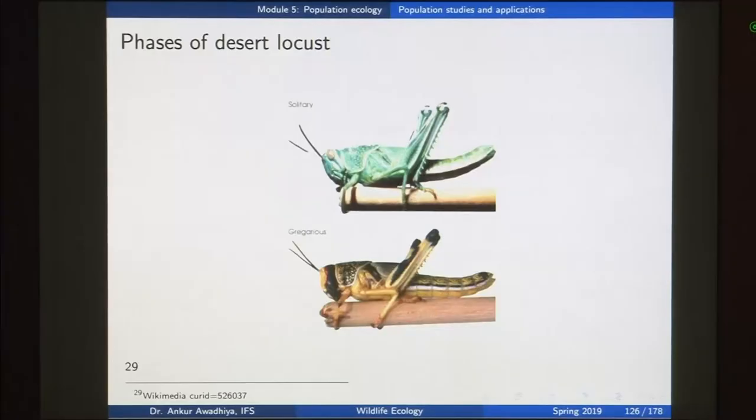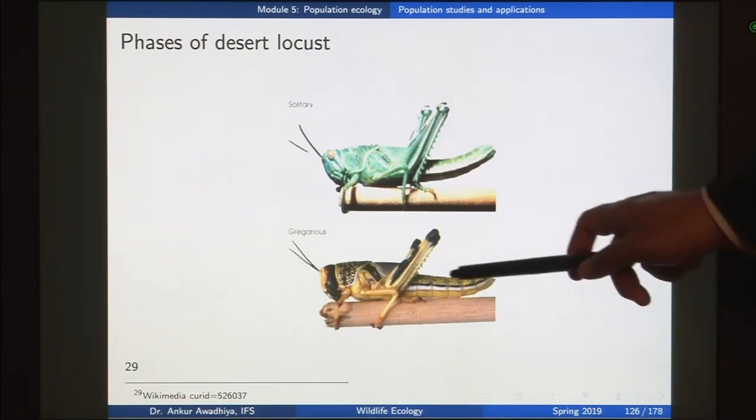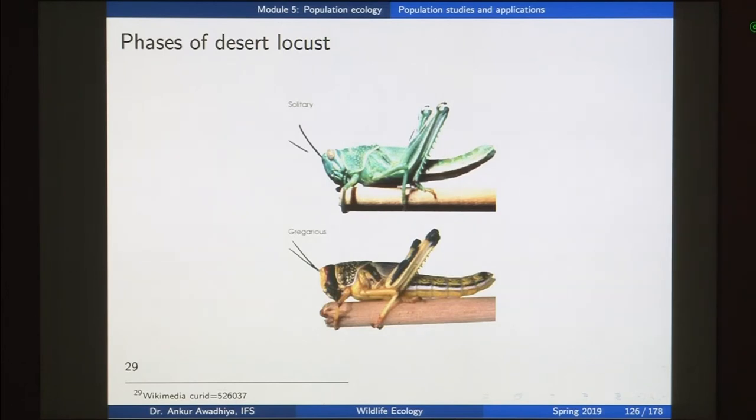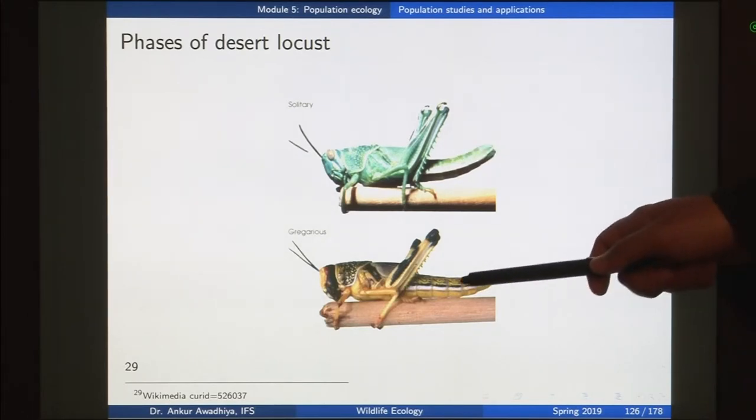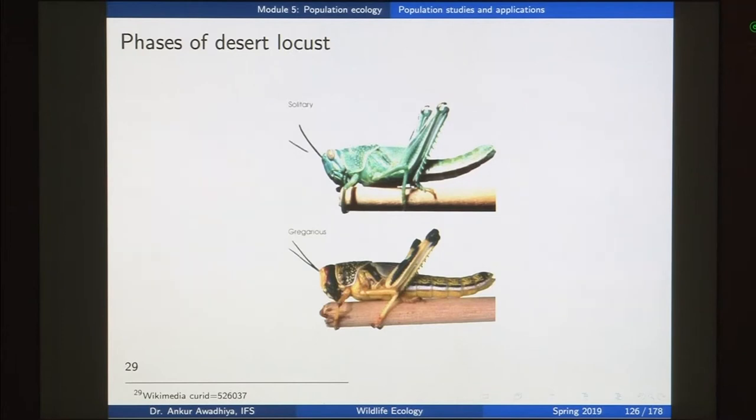But then, when people tried to look at these locusts, they found these two kinds of organisms. You have this lighter colored version and you have this dark colored version. And both of these look so different that for a very long period, people used to think that these are the grasshoppers that live in the grasslands, and these are the locusts that come into our agricultural fields. They were actually considered two different species.